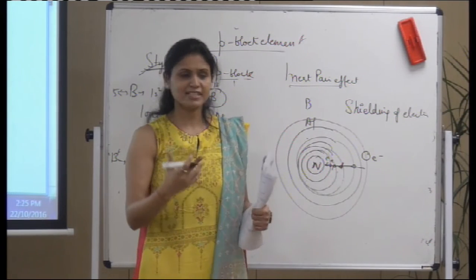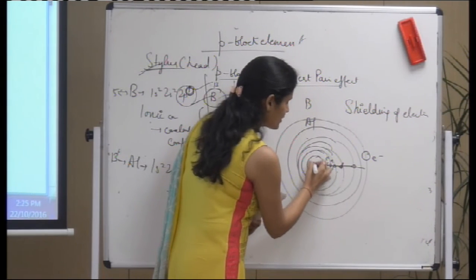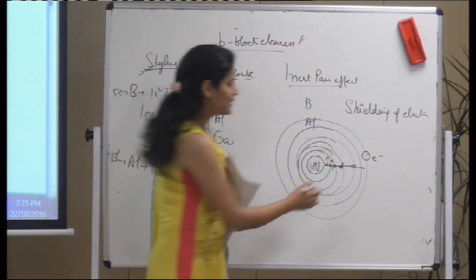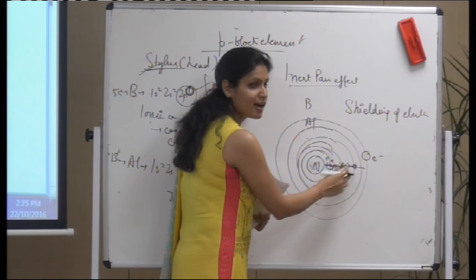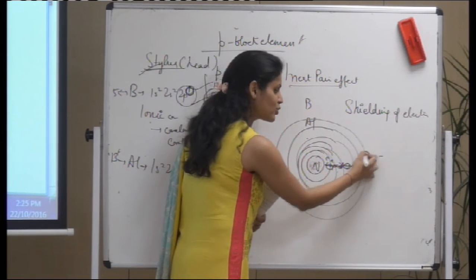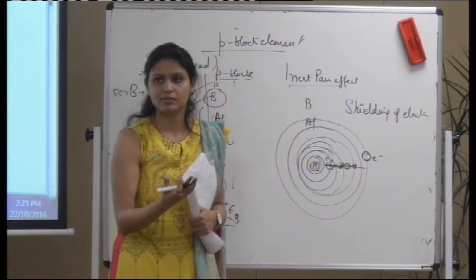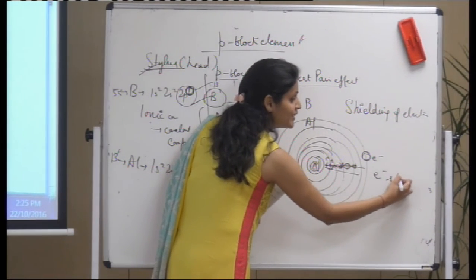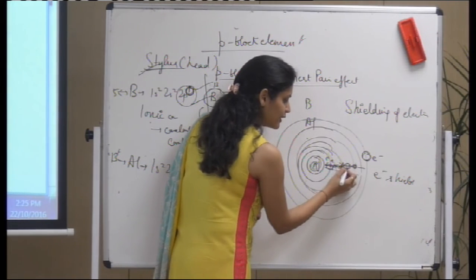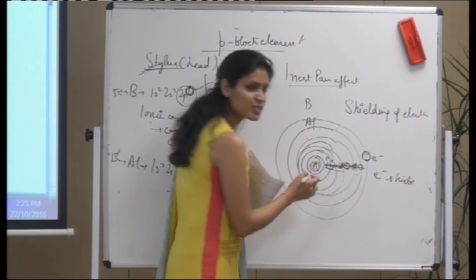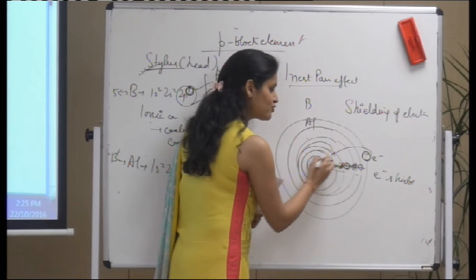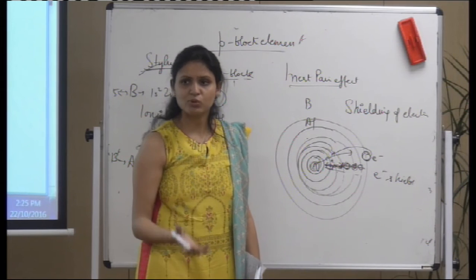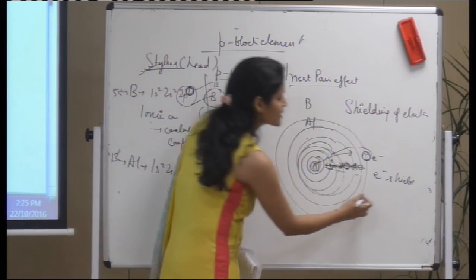So it's like the nucleus is attracting the electron, but these intervening electrons are not allowing the electron and nucleus to see each other. So these electrons are acting as shielders. If they do not shield this electron and nucleus properly, then they will feel attraction for each other, and hence it would be difficult for the atom to lose the electron, right? So this is called the shielding effect.